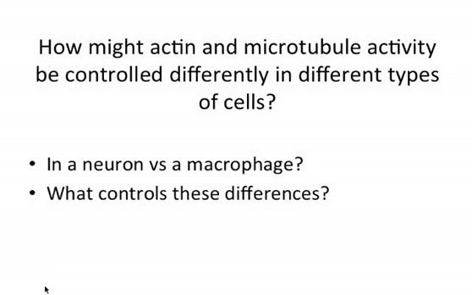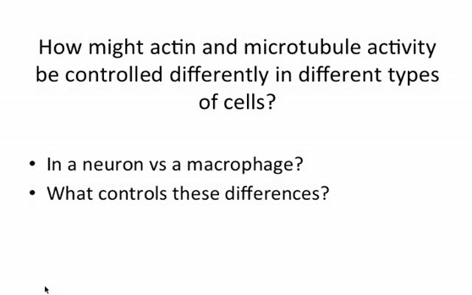I do know that they have these axons, right? So you need to send things, and you need microtubules to persist for long periods of time. What else? Mitosis, right? Cell division. Again, that's going to be a difference in neurons versus macrophages.